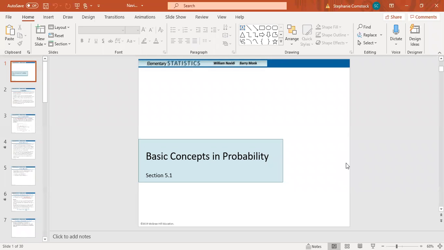Hi guys, in this section we're going to get started in chapter 5. We're going to start with 5.1. This is probably going to be like 2 parts. The first thing that we're going to talk about, this chapter deals with probability. And so the first thing we're going to start off is just some basic ideas and basic concepts within probability.